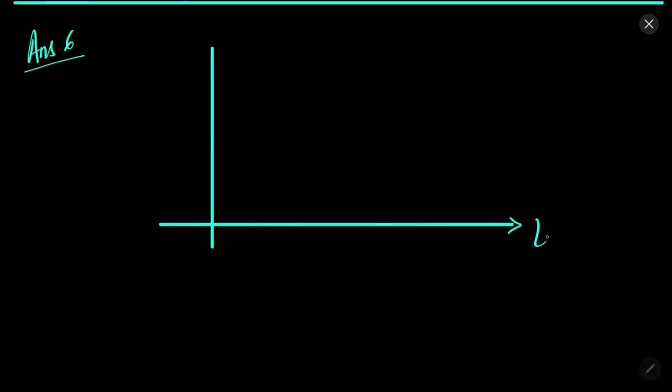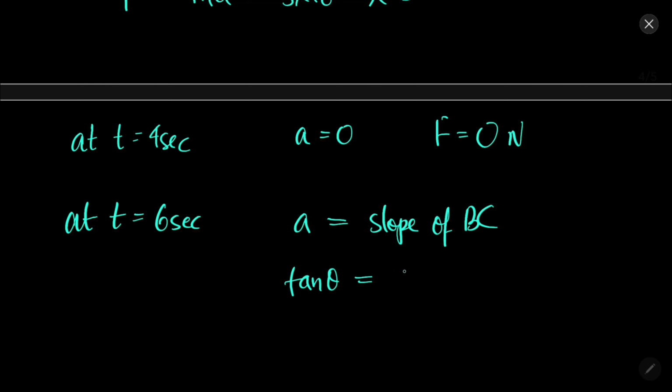And at t equal to 6 seconds, the acceleration is the slope of BC, so that is tan theta, BE by EC, which will be 15 by 3, which will be 5. But it is negative, okay, an important thing is that it is negative, so the acceleration will be minus 5 meter per second square because it is decreasing. So ultimately the force here will be 5 into 10 to the power minus 2 into minus 5, that is minus 0.25 Newton.